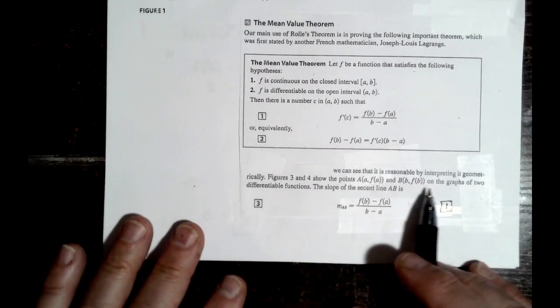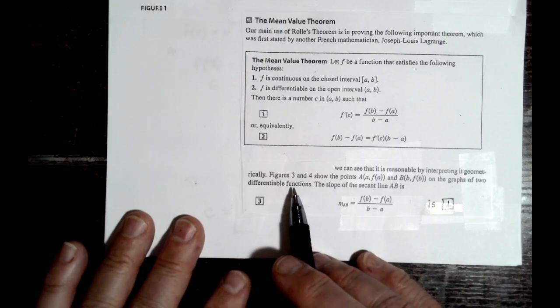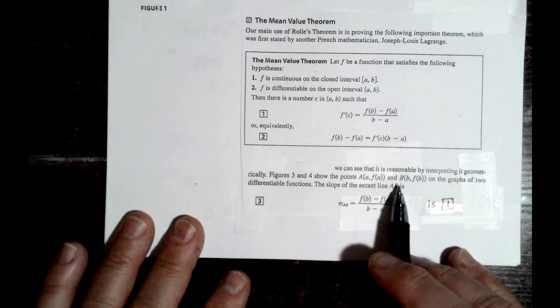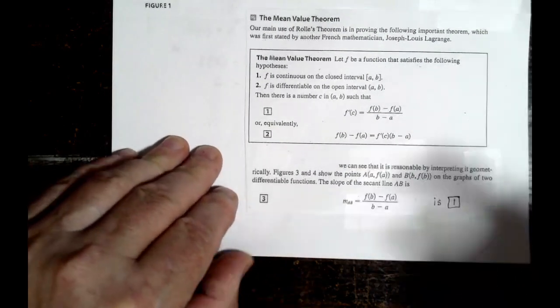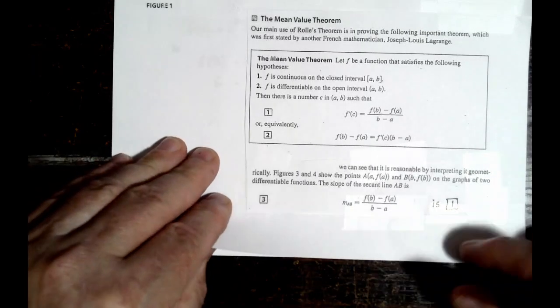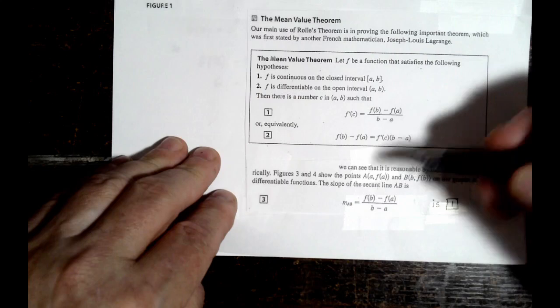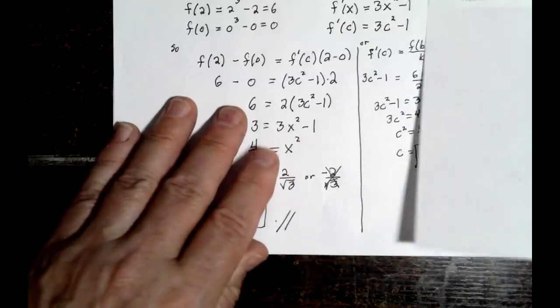Alright, we can see it's reasonable by interpreting it geometrically. Figures 3 and 4 show points a, f of a, b, f of b on the graph of two differentiable functions. The slope of the secant line AB is given there, and that is also the same thing as equation 1 here. Instead of saying f prime of c, they just say m, so they are the same thing.